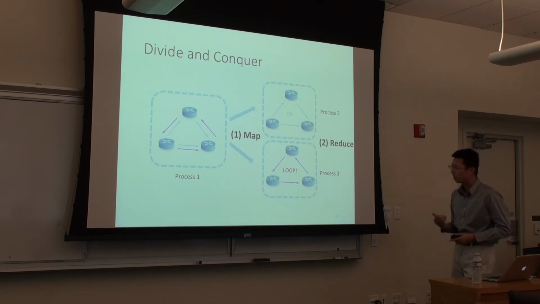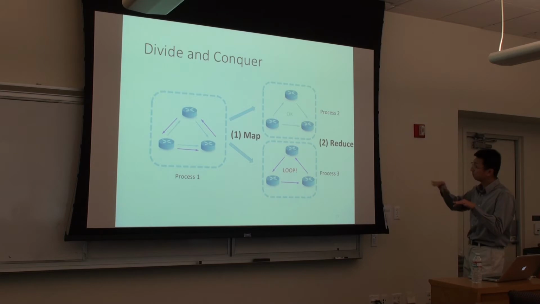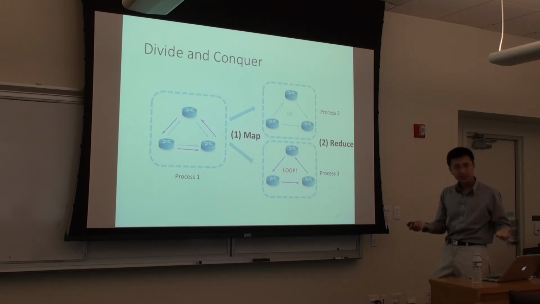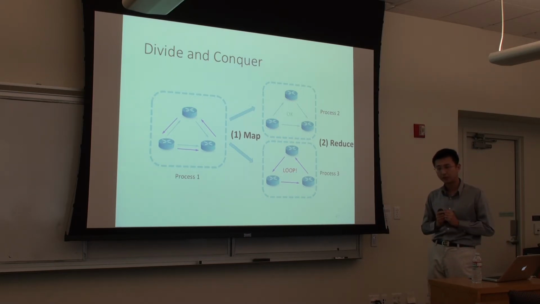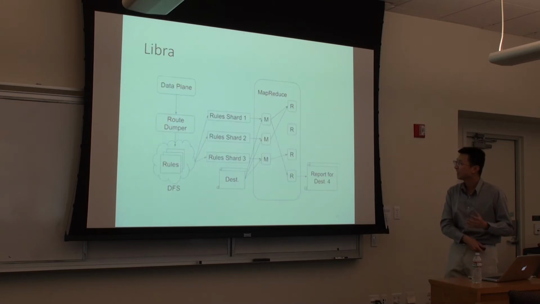The second phase, I call the reduce phase, is where you run the graph computation on all the forwarding graphs in parallel. I call these two phases map and reduce because this algorithm can be implemented in a distributed computing system called MapReduce. So that's how Libra is built.